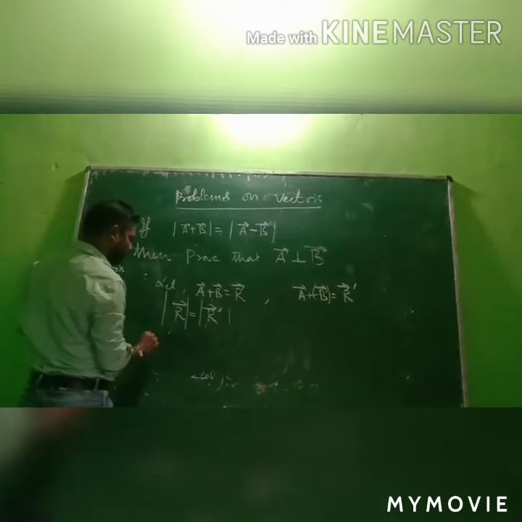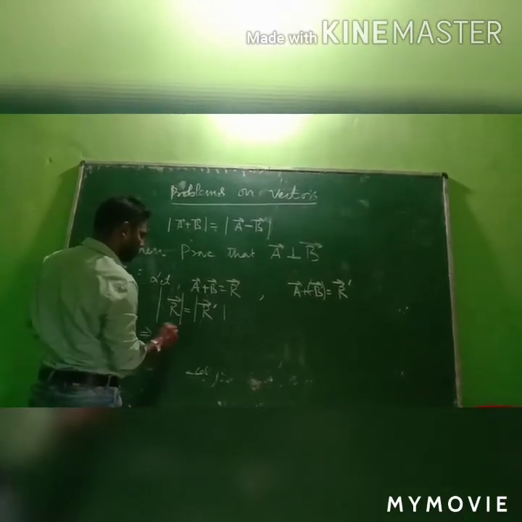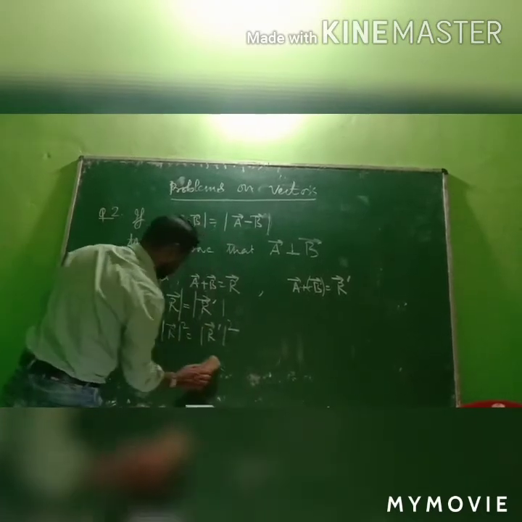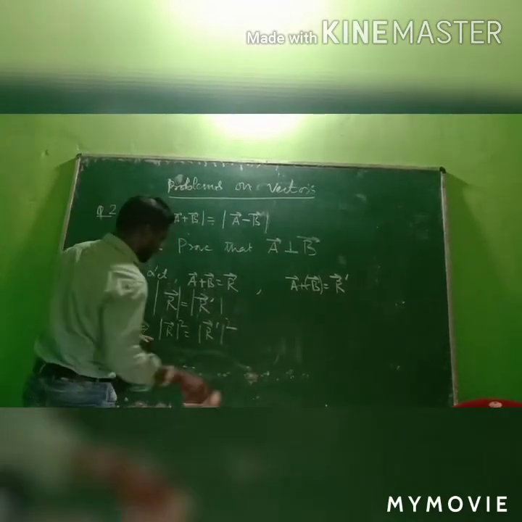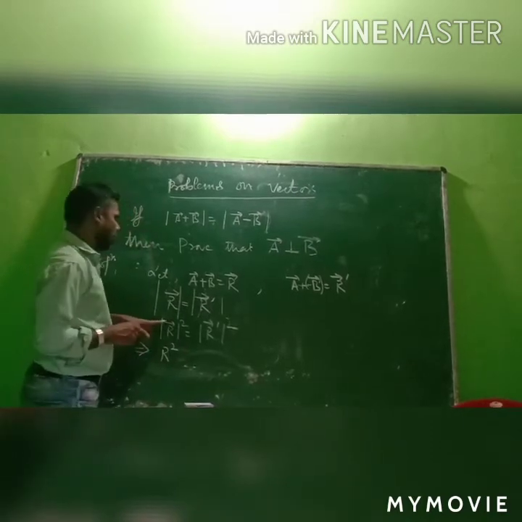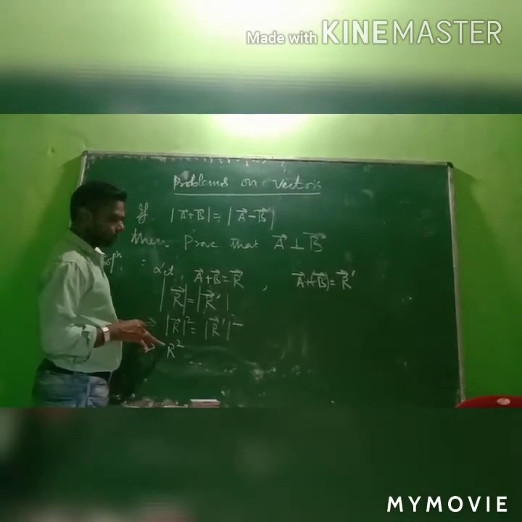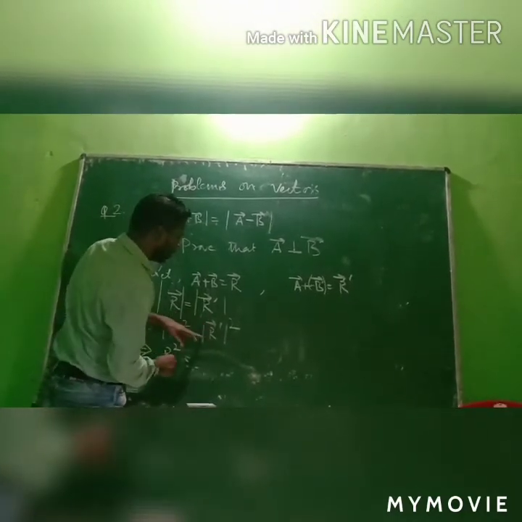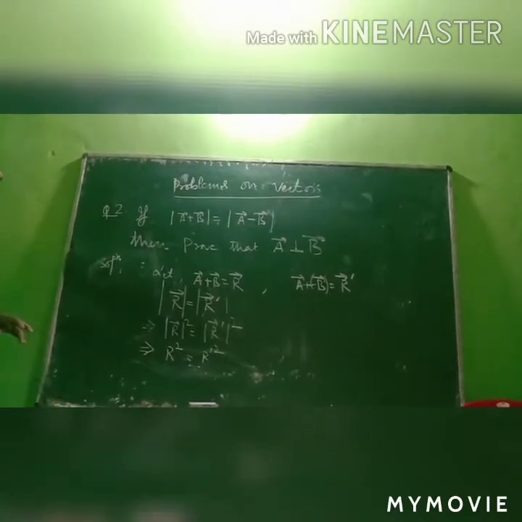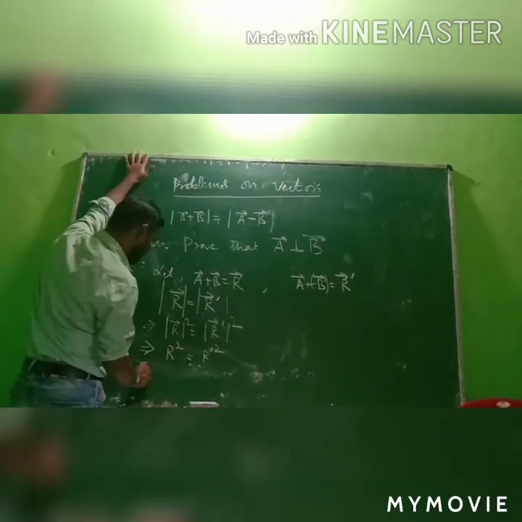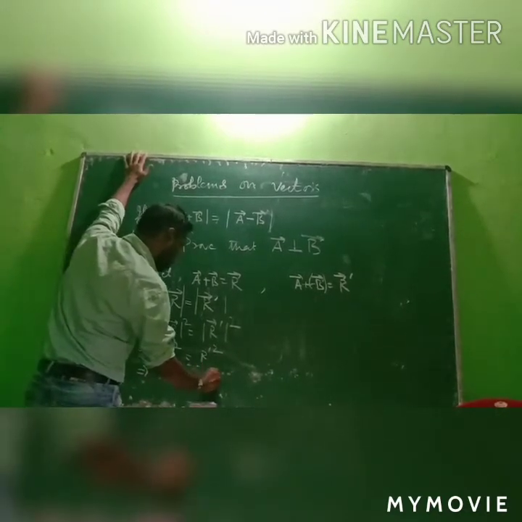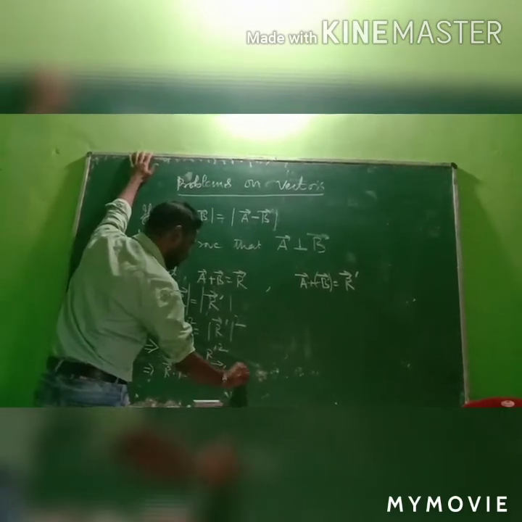So if you square this term, that will be R square. If you square the modulus on both sides of the equation, then you will get R square, because on taking modulus the vector sign vanishes, and on the right hand side also on taking the modulus the vector sign vanishes, it remains as R dash square. So now see, R square can be written as R dot R. Similarly on the right side, R dash square can be written as R dash dot R dash.